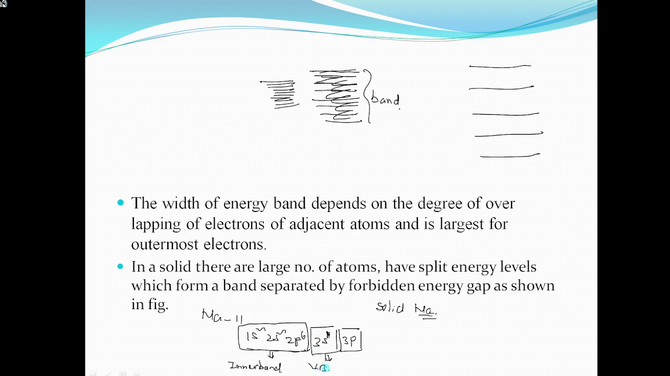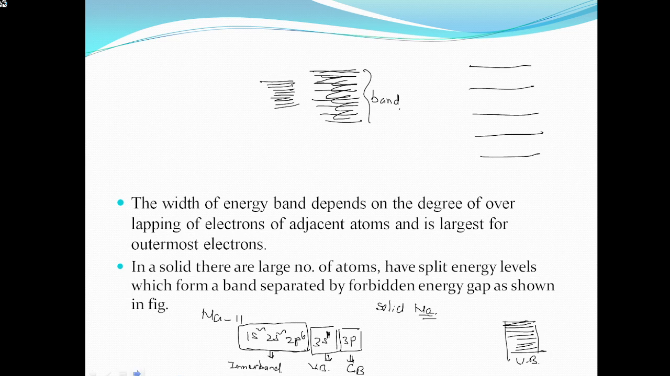The band which is occupied by valency electrons is called the valency band. All sodium atom 3s orbitals overlap. These energy levels overlap to form a band. See here, one sodium 3s orbital, other sodium 3s orbital, other sodium 3s orbital, all these overlap and form a band which is called the valency band. So what is filled in this valency band? Valency electrons. Next, all the uppermost orbitals, the 3p orbitals, all overlap to give the conduction band. If you don't give any temperature, the conduction band is empty.